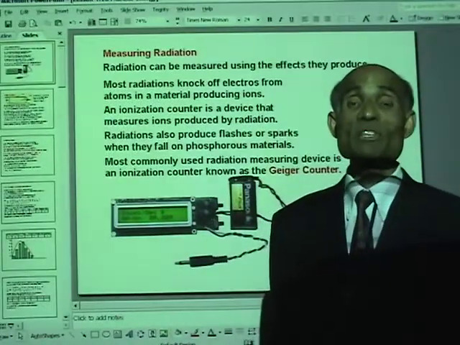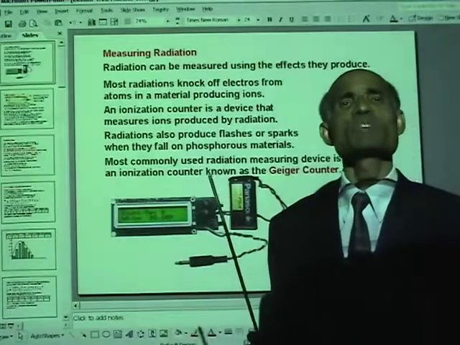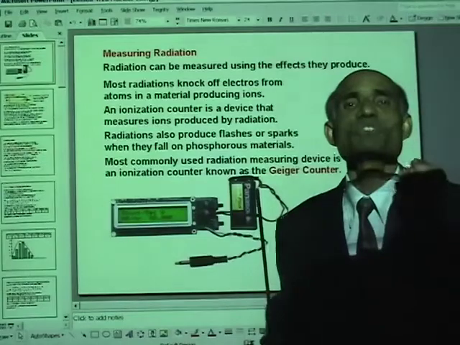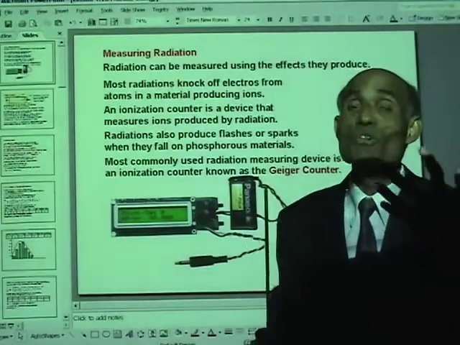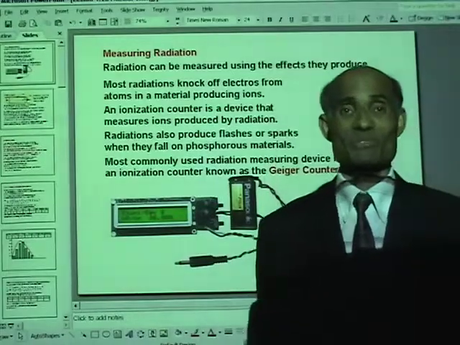So at the moment we have gone through briefly the concept of how nuclear energy can be produced and used for peaceful purposes and also for military purposes.